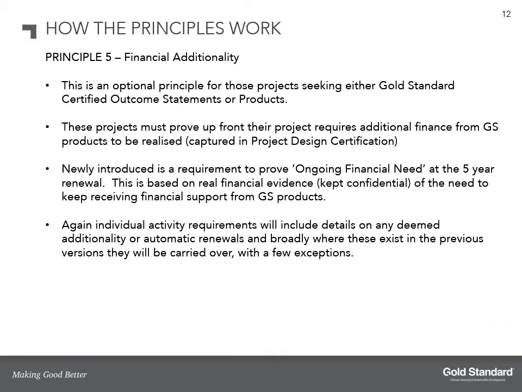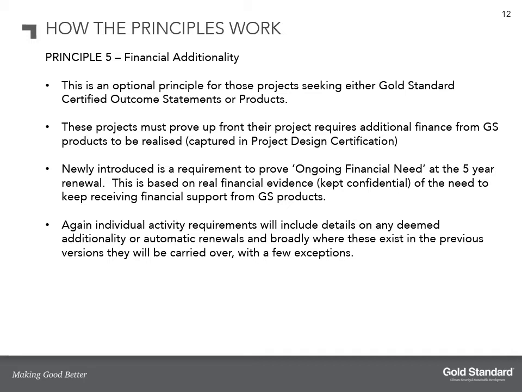And then lastly, Principle 5, financial additionality. This is a topic that's dear to the heart of many in the carbon markets, but is going to be somewhat new in other new marketplaces that Gold Standard is seeking to serve. This is an optional principle, for projects that are seeking certified outcome statements or products for financial gain. So where there's a need, such as for carbon credits or carbon finance to support the project in order to make it viable, then financial additionality applies.